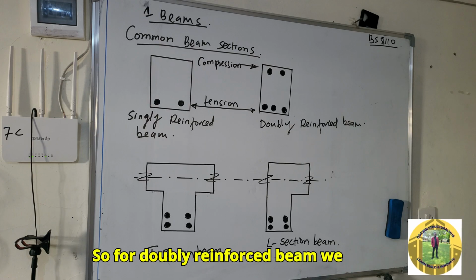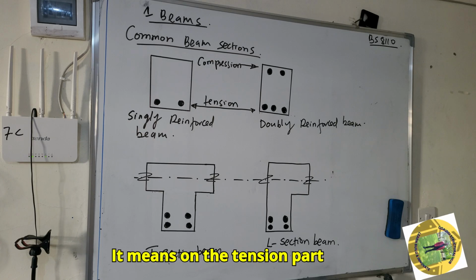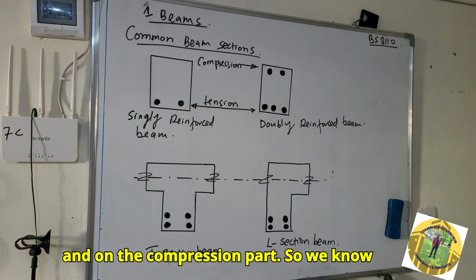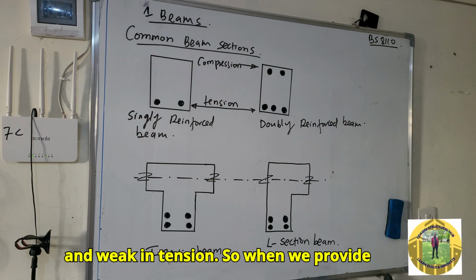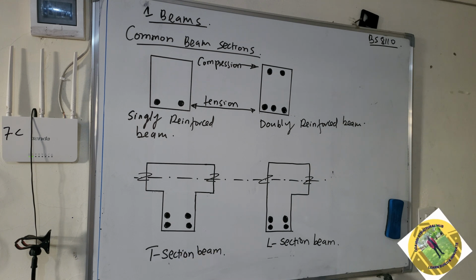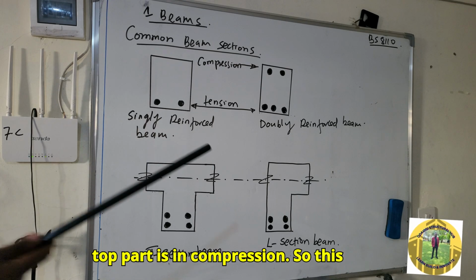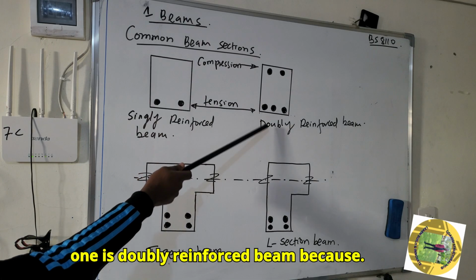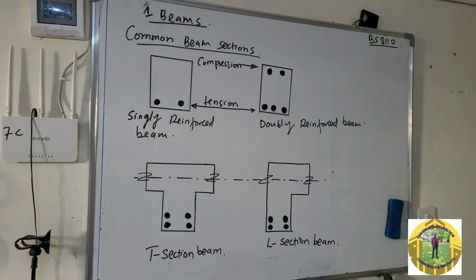So for doubly reinforced beam, we reinforce on top and bottom. It means on the tension part and on the compression part. So we know that concrete is good in compression and weak in tension. So when we provide reinforcement, we provide on the bottom part of the beam, which is in tension, and the top part is in compression. So this one is a doubly reinforced beam because the reinforcement has been provided on both compression and tension part.